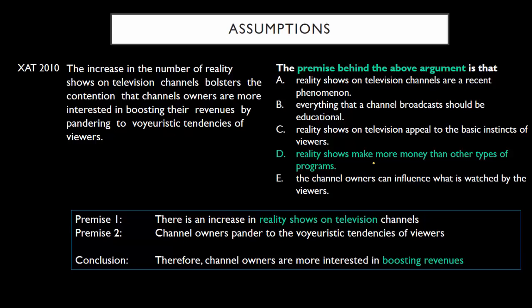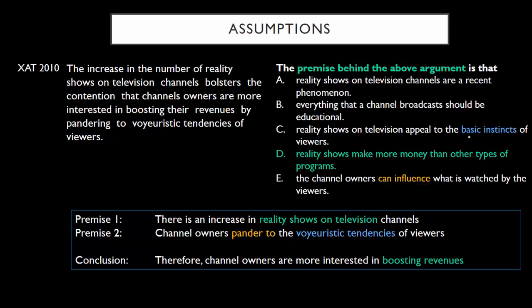So if you marked option E, the problem is this. E is saying the channel owners can influence what is watched by the viewers. Please understand, assumptions are things that are necessary for the statement to be true, not sufficient. Things that are necessary for the argument to be true. The channel owners can influence. So the key word here is influence. But if you actually look at the argument, it talks about pandering to the tendencies of the viewers. All that means is if the viewers need X and the channel owners give X, so there is no influence, so to say, in that particular case, which is why E is not the right answer choice.